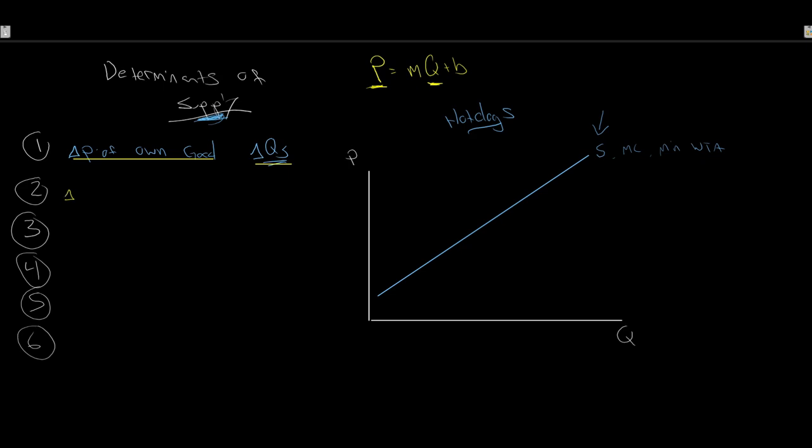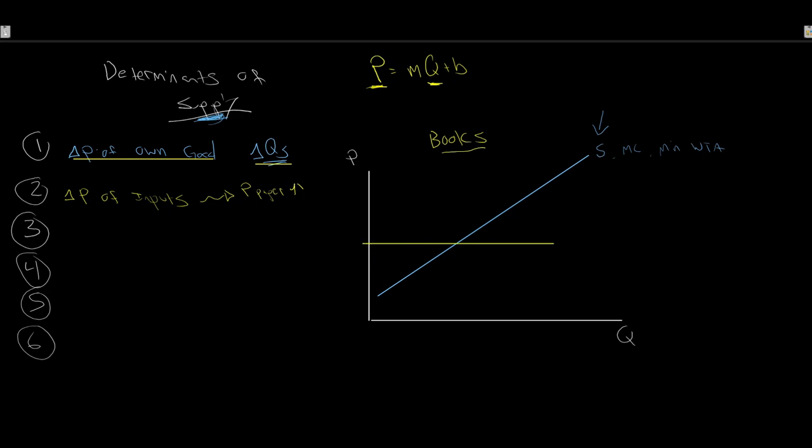Next is a change in the price of inputs. So change in the price of the things that we need in order to produce our final product, good or service. So say we are looking at the production of books. Okay, and all of a sudden, the price of paper goes up, right? So price of paper is an input into our book production. So if the price of paper goes up, ceteris paribus, price of own good the same.